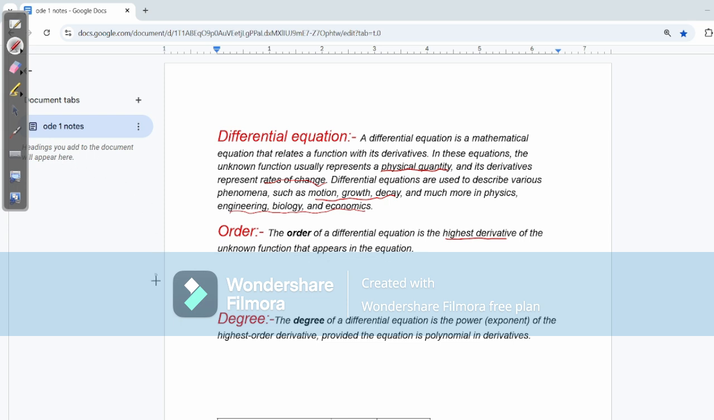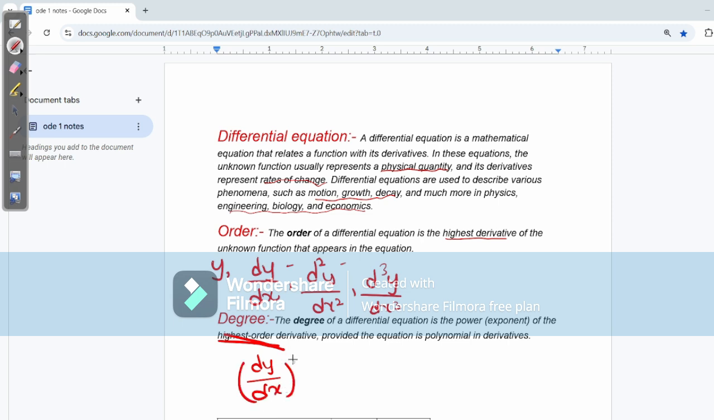The order of a differential equation is the highest derivative of the unknown function that appears in the equation. If the given function is y, when you differentiate one time, dy by dx; another time, d square y by dx square; three times, d cube y by dx cube. So it has order 3, order 2, and order 1. The degree of a differential equation is the power or exponent of the highest order derivative, provided the equation is polynomial in derivatives, such as dy by dx whole cube. So here 3 is called the degree.